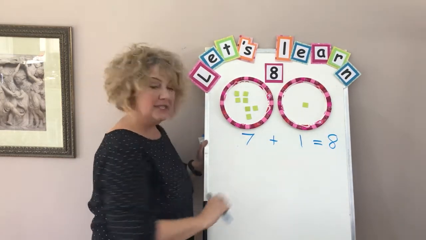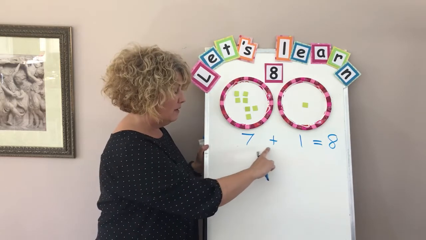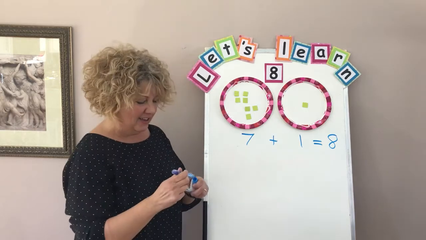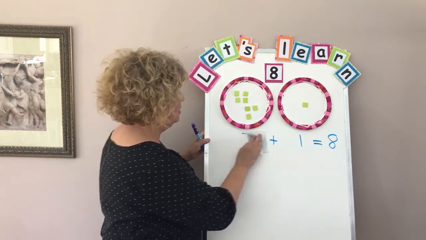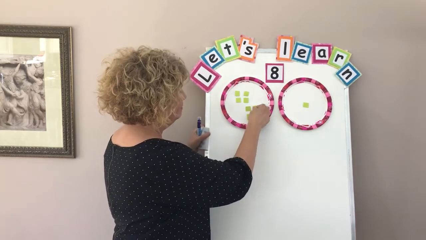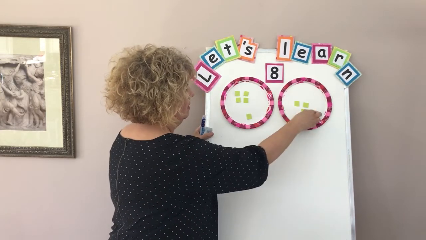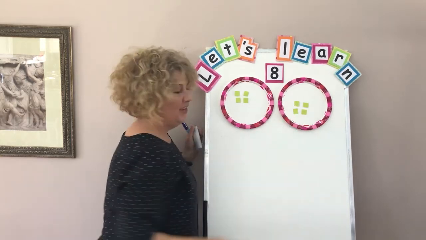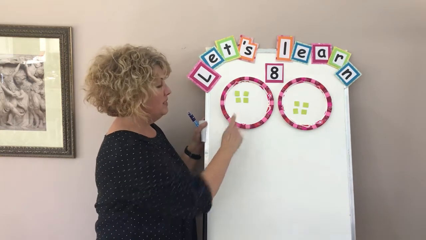Can you read that number sentence with me? 7 plus 1 equals 8. Great job. Okay, let's move the squares around in a different way and see what we get. How about we put, let's put 4 squares all the way over here. There we go. So how many squares do we have on this side now?